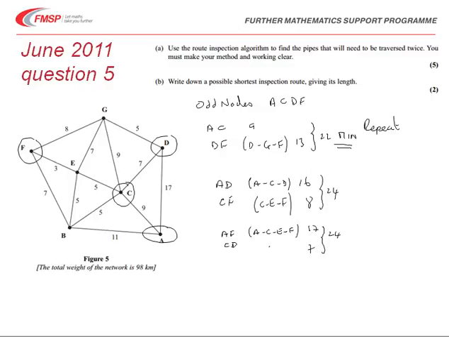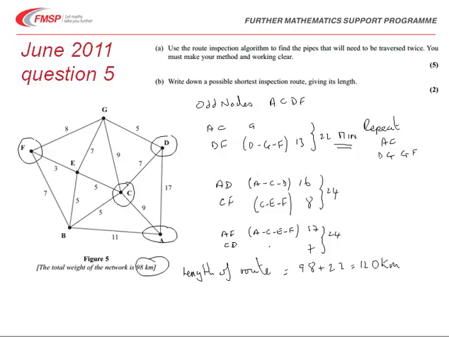The arcs that we need to repeat are AC, and then DG and GF. So 3 arcs to be repeated. The total of those arcs is 22, so we can work out that the length of the route will be a total of 98 plus 22. We were told that the 98 was the total weight of the network, so the length there will be 98 plus the 22, or in other words 120 kilometers.